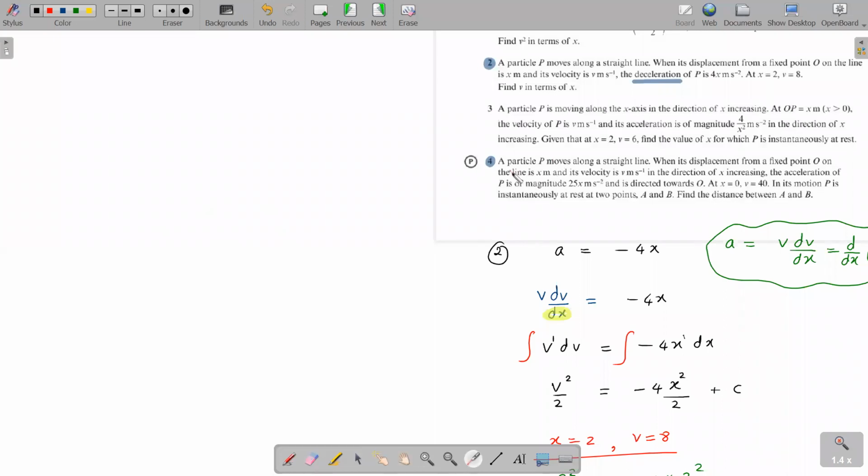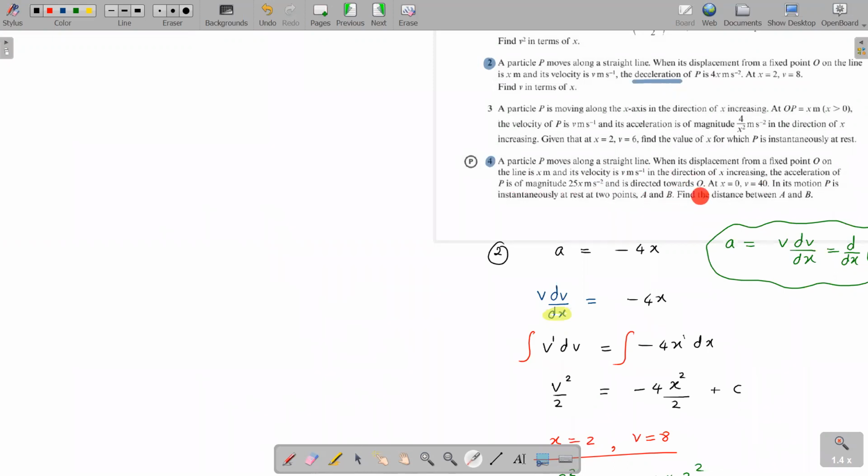Question number 4. A particle P moves along a straight line. When its displacement from a fixed point O on the line is x meters and its velocity is v meters per second in the direction of x increasing, the acceleration of P is of magnitude 25x meter per second square and is directed towards the origin.